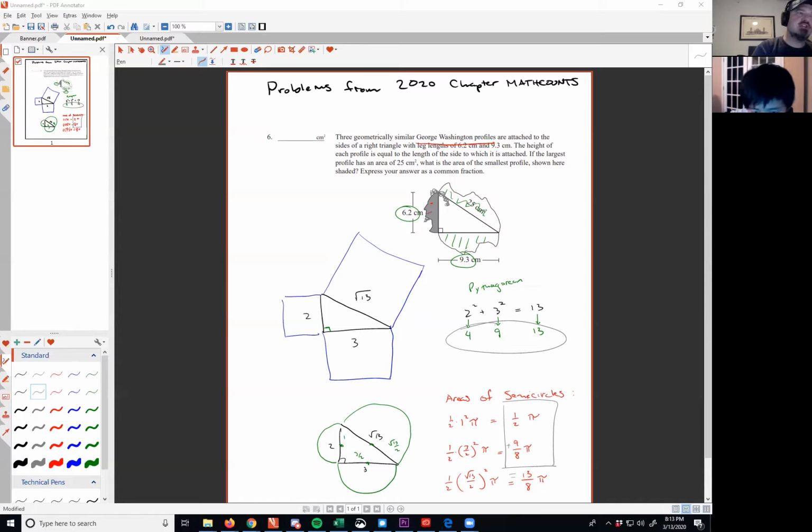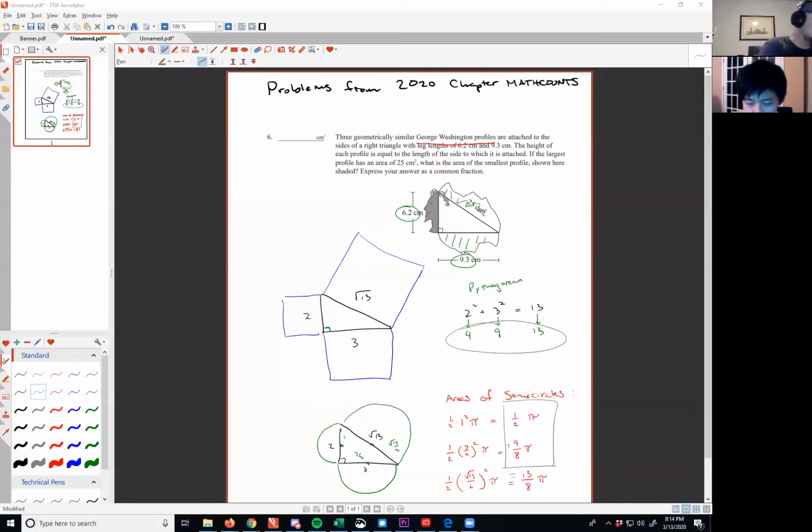So what fraction of the area of the large one is the smaller one? What fraction? 6 point, no. Wait. So the side length is 6.2, and then the hypotenuse is root 124.73. I don't know what that is.